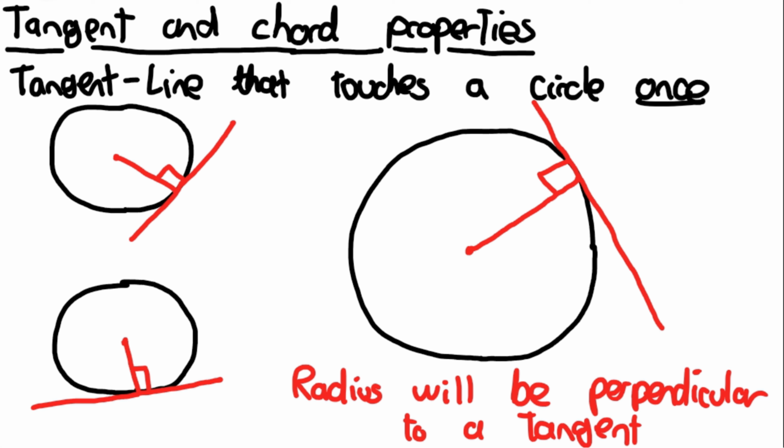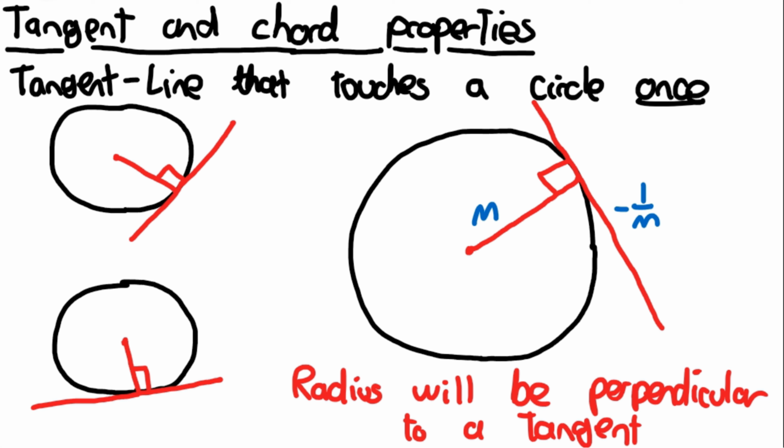And as the radius and tangent are perpendicular, if we know the gradient of the radius, we can easily find the gradient of the tangent. It's just going to be the negative reciprocal. We went over this in the parallel and perpendicular line video in straight line graphs. So if the gradient of the radius is m, let's say, the gradient of the tangent is going to be -1 over m. Again, look at the parallel and perpendicular lines in the straight line graphs if you don't understand this.